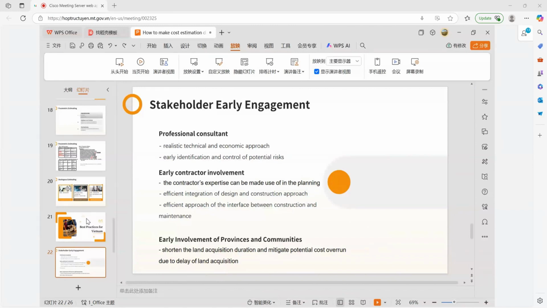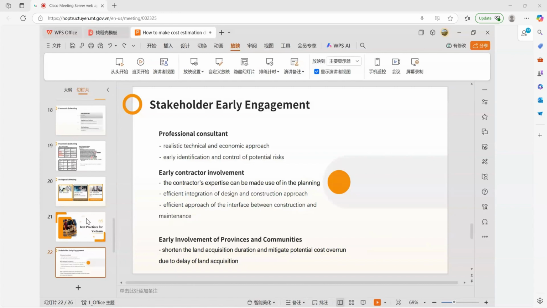Also, it is very important to get the construction contractor involved early, because the construction contractor's expertise can be made use of in the project planning to reach an efficient integration of design and construction approach, and an efficient approach to the interface between construction and maintenance.